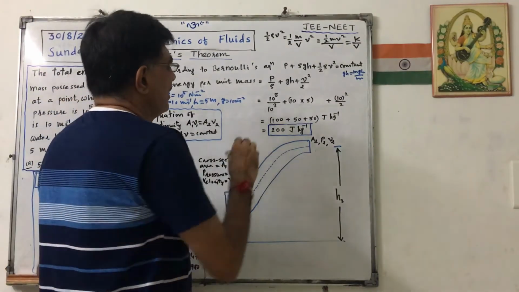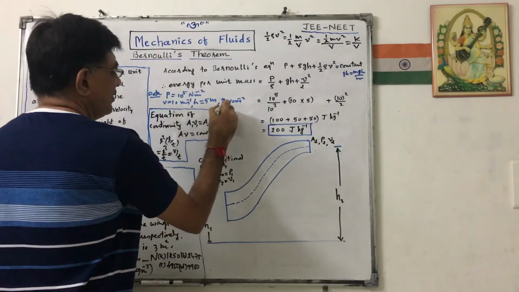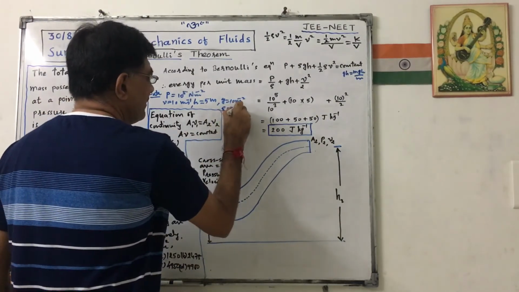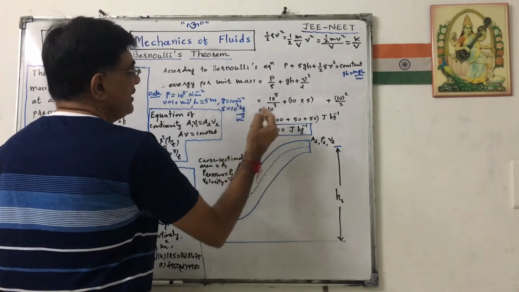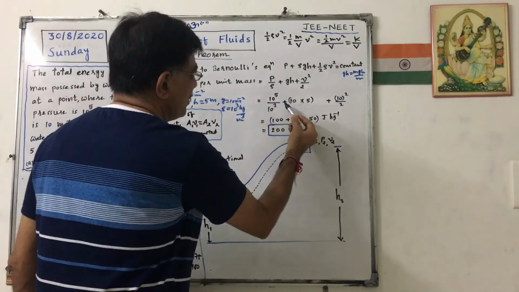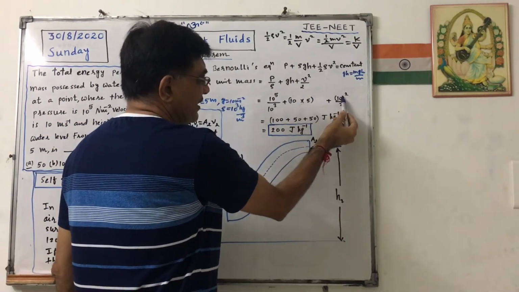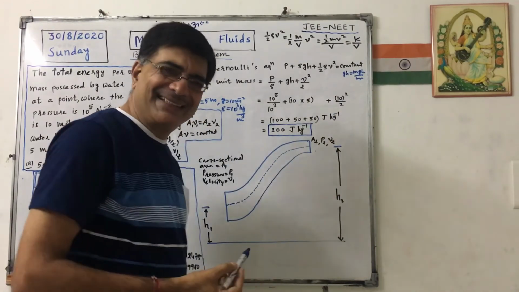Now all terms are given. What is the density of water? It is 1 gram per centimeter cube, but in MKS it is 10 raised to 3 kilogram per meter cube. So 10 raised to 5 upon 10 raised to 3, plus g is given as 10, h is given as 5, v is given as 10, so 10 square by 2. So it is 200 joule per kg.